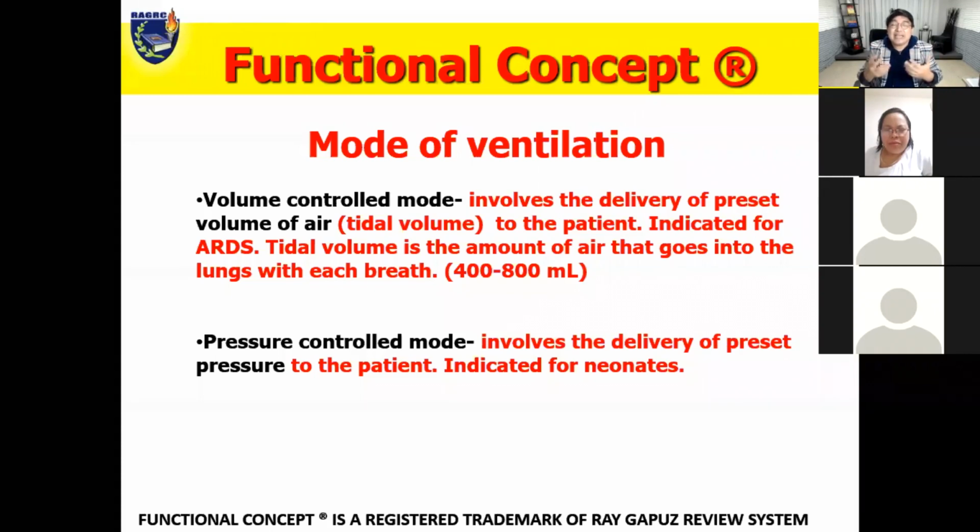And we call that tidal volume. Now remember, the tidal volume is usually computed based on the weight or the size of the patient. So the normal tidal volume could be 400 to 800 ml. That's the amount of air that goes into the lungs with each breath, okay? Now your volume controlled mode delivers that. Now this mode of ventilation is indicated for patients with acute lung injury or ARDS, okay?